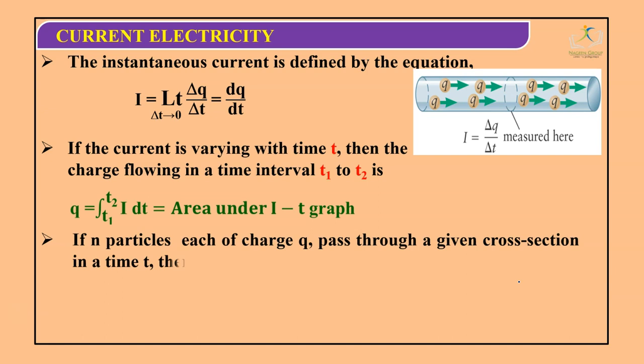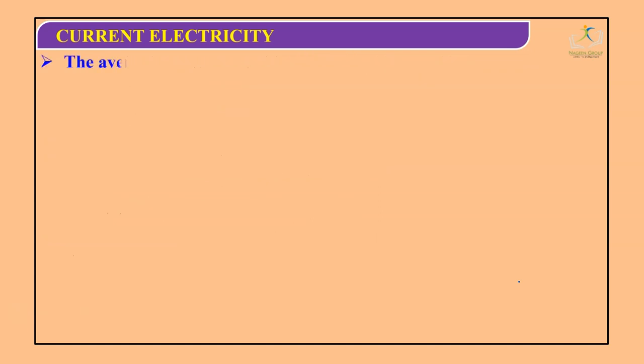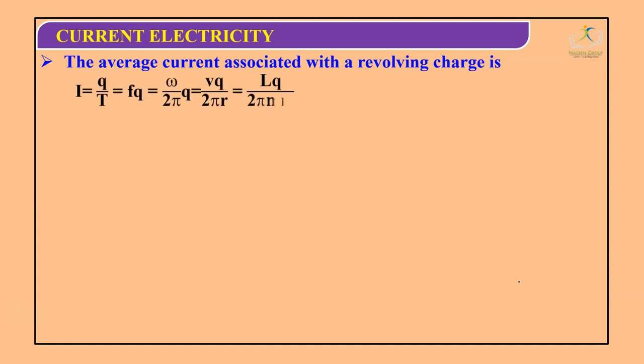If n particles, each of charge q, pass through a given cross section in a time t, then the average current I is equal to nq by t. The average current associated with revolving charges, I equals q by t, is equal to fq, where f is equal to omega by 2 pi. We know omega by 2 pi is equal to frequency. So we just put all these values over there.